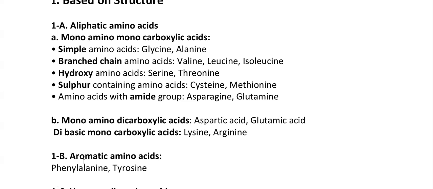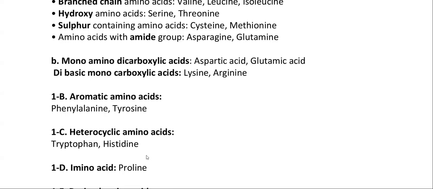Aromatic amino acids are phenylalanine and tyrosine. Heterocyclic amino acids are tryptophan and histidine. The imino acid is proline.